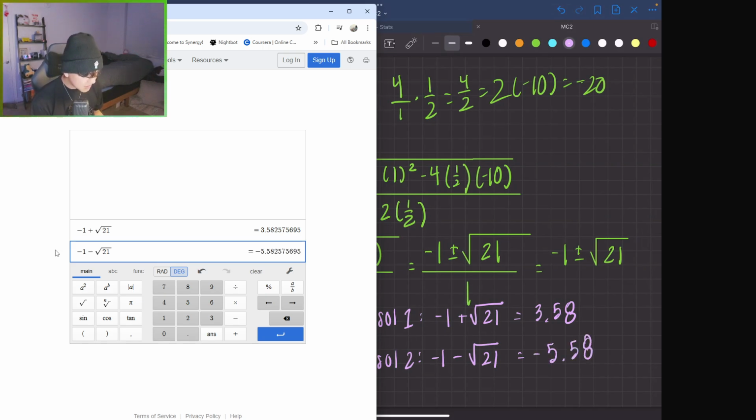So we have two solutions here. Solution 1 is 3.58, and then solution 2 is negative 5.58. And that's how you use the quadratic formula to solve quadratic equations.